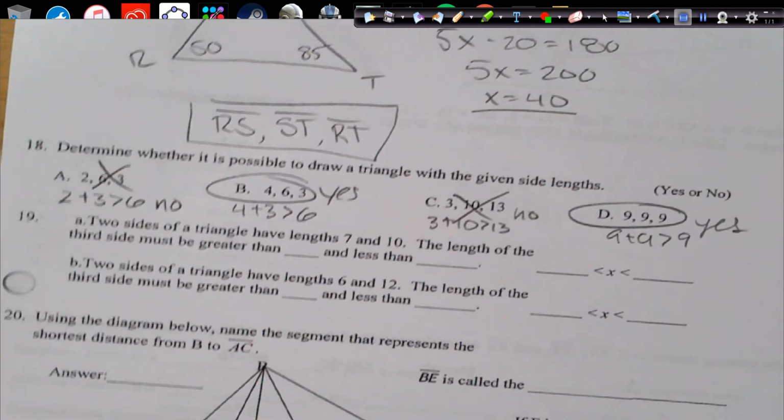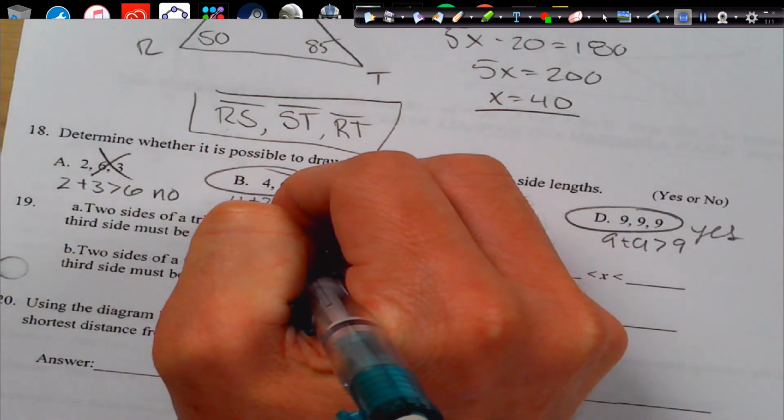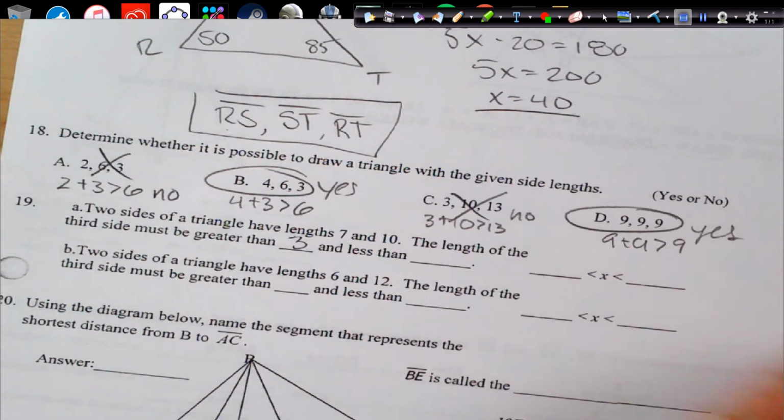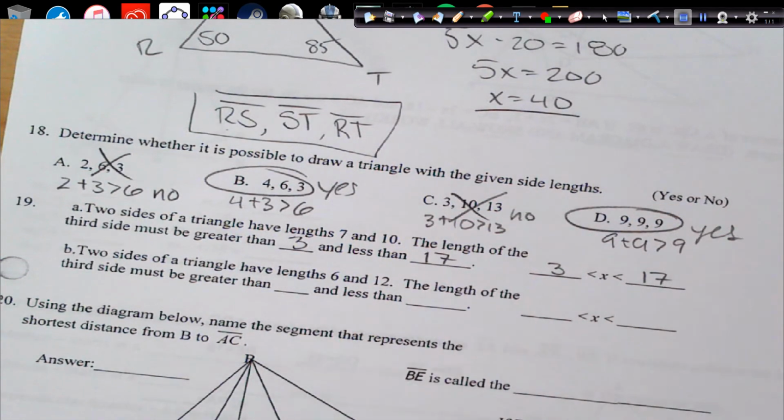Number 19. All right. Two sides of a triangle have length 7 and 10. The length of the third side must be greater than, add them together, and subtract them. So we're going to say it's greater than 3 and less than 17. And we put them in the respective spots.